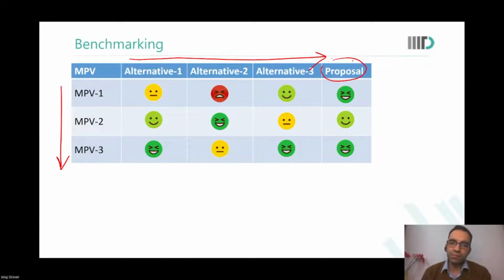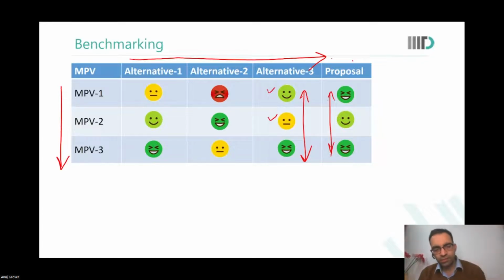So what happens? Do you realize that if I look at it, this particular solution, my proposal, is just an incremental improvement over alternative 3? If I could improve these features of alternative 3 a bit, I could arrive at my solution. Are you able to see this?